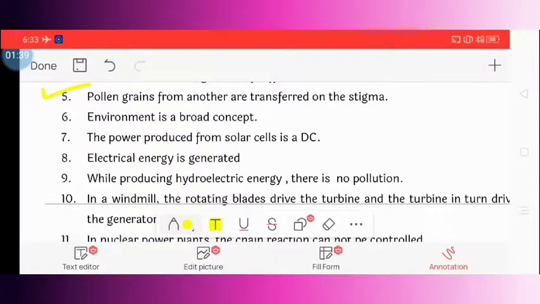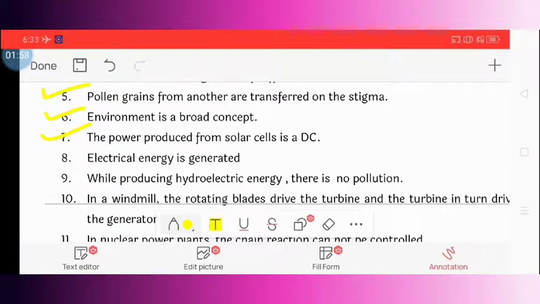Question number 6, environment is a broad concept. Yes, this statement is also correct. The power produced from solar cell is a DC. So this statement is also correct. True. The power produced from solar cell is a DC, direct current.